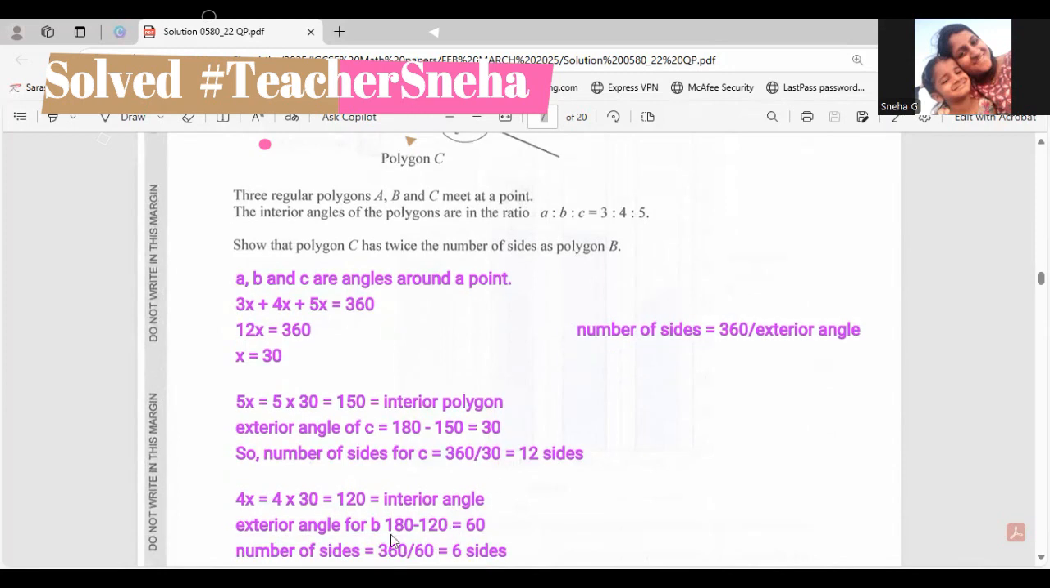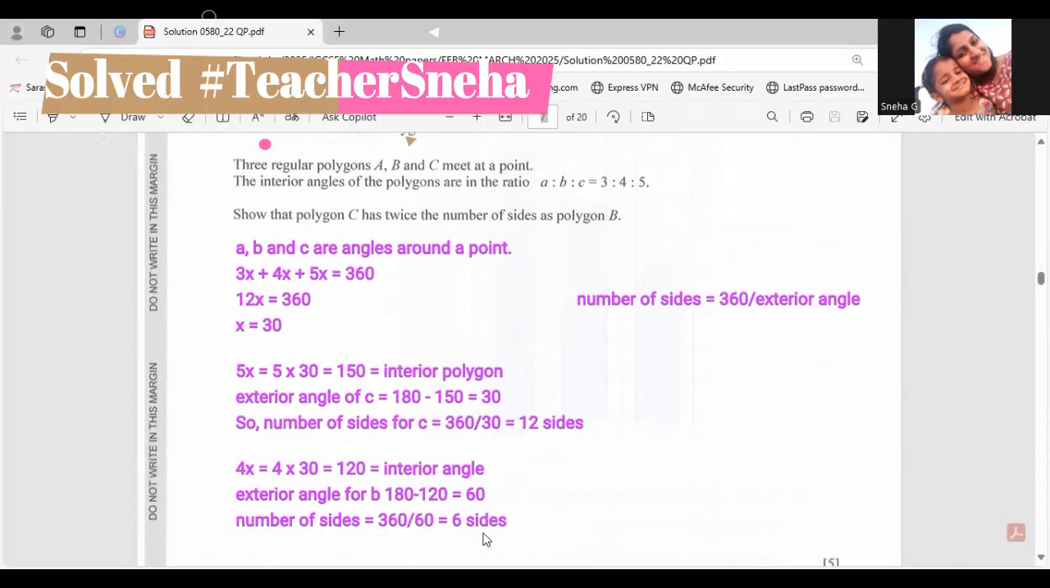So to work out the interior angle for polygon B, x value is 30 and interior angle is 4x. So 4 multiplied by 30 is going to give you 120 as interior angle. So exterior angle will be 180 minus 120, that's 60. And number of sides are going to be 360 divided by 60, which is equal to 6 sides.